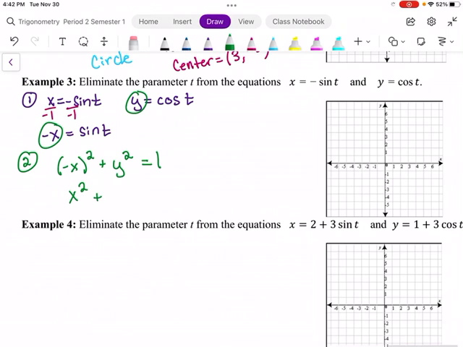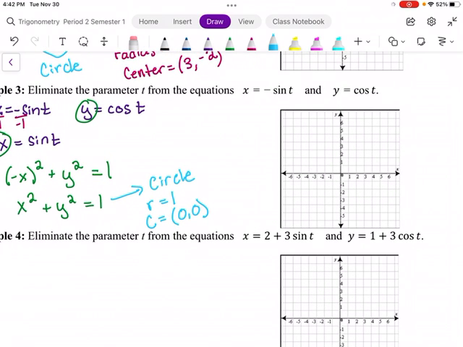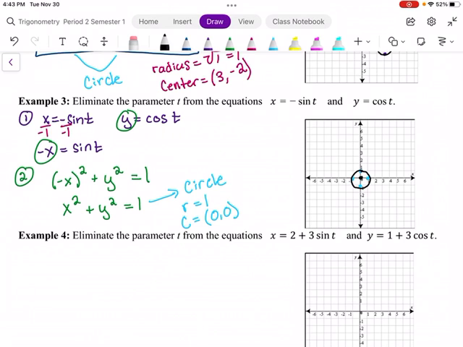This is going to be the equation of a circle, has a radius of 1, and the center of the circle is going to be at (0, 0), because nothing is being added or subtracted to the x and y coordinates. And when you graph your circle, it should have looked like this, with the center at the origin. All right. So if you need to fix anything on example 3, you can go ahead and do that. Once you are done with that, we can move on to example 4.